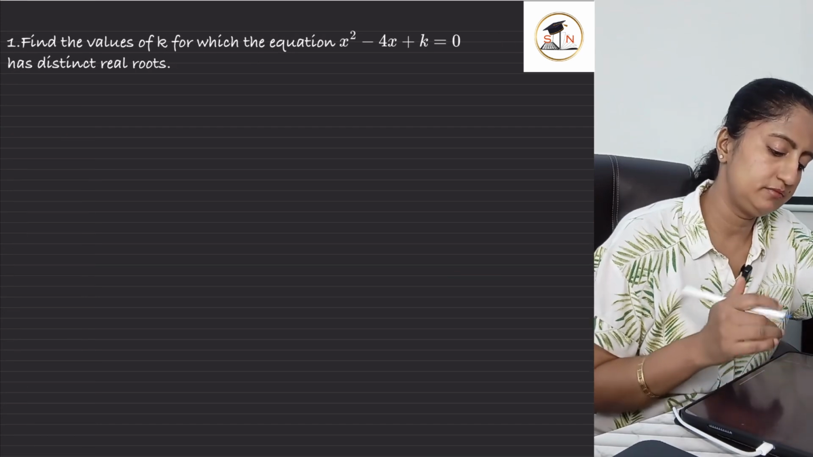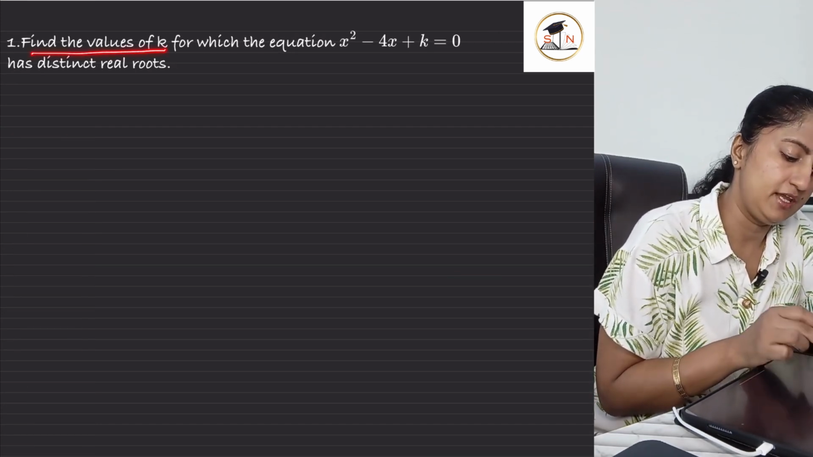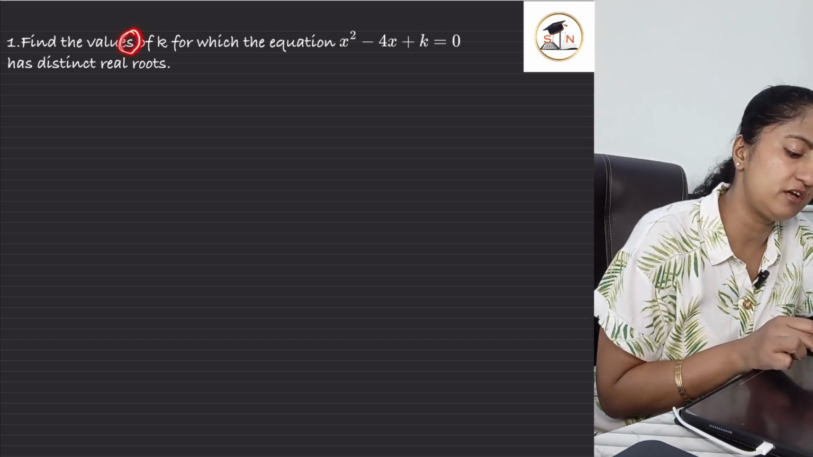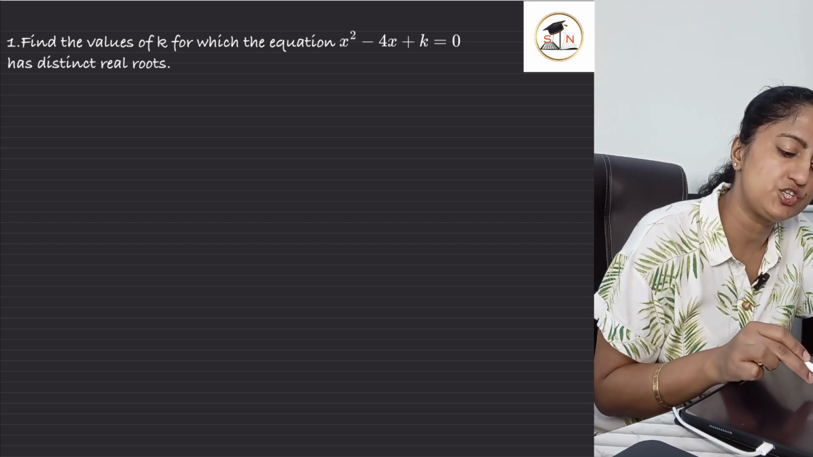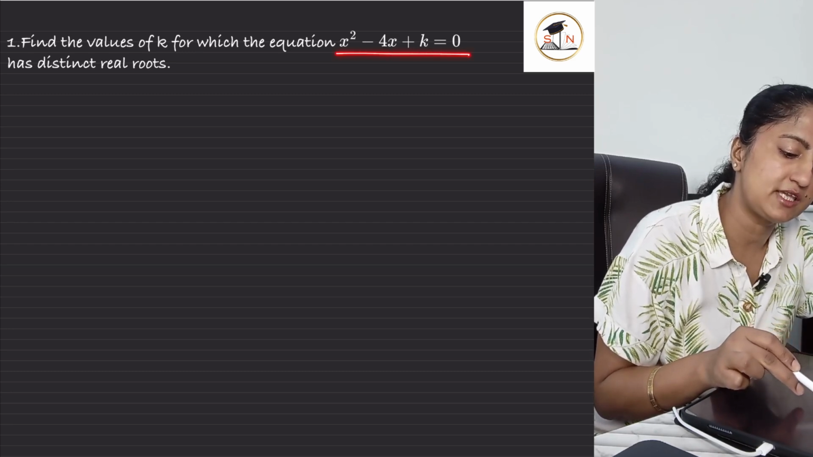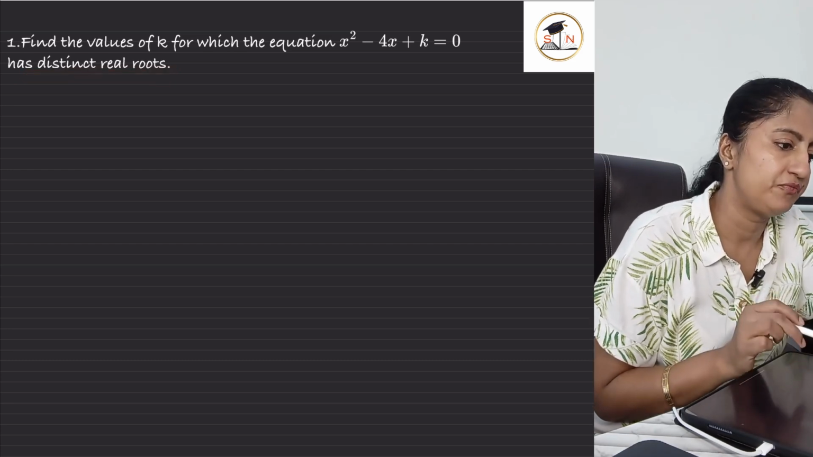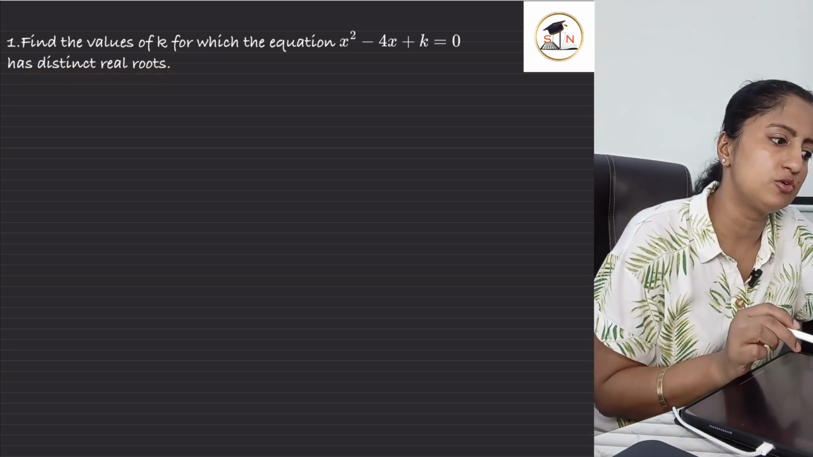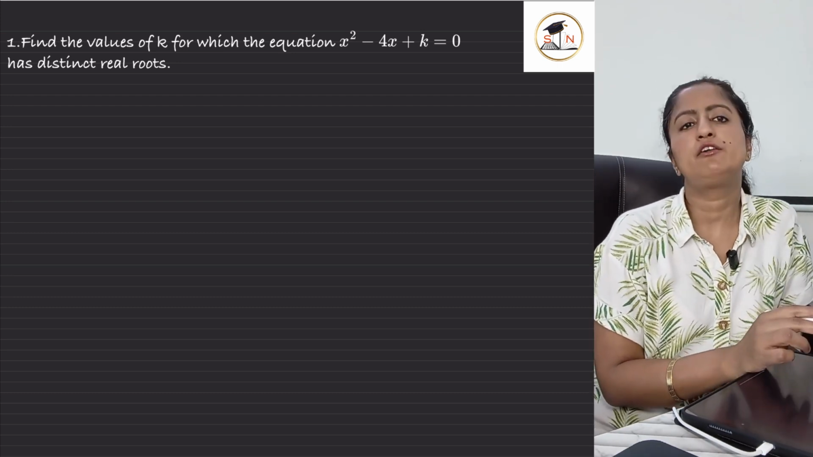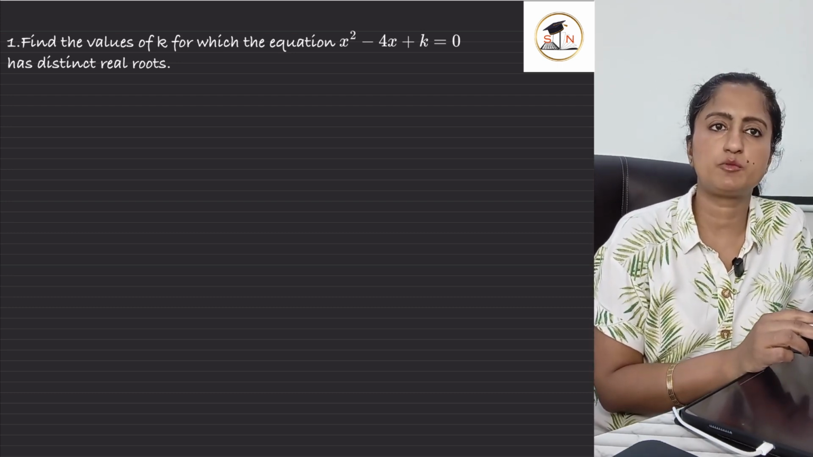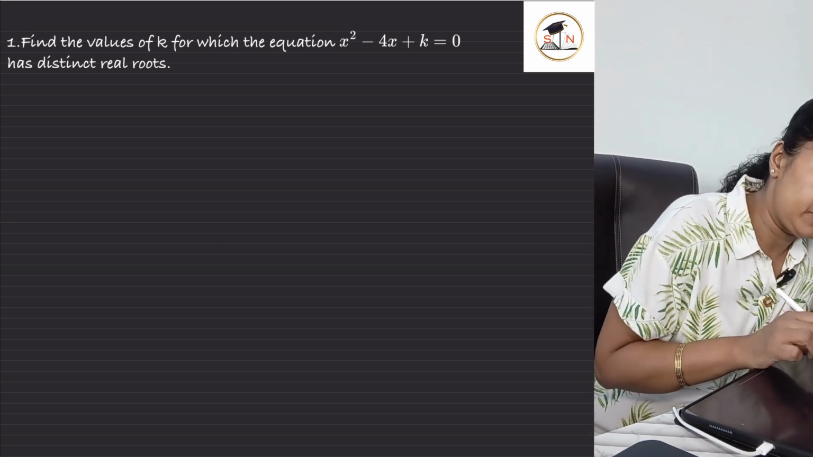So let's quickly start. The first question says, find the values of K. Do read this word carefully, values. Okay, values of K for which the equation x square minus 4x plus K equals 0 has distinct real roots. Now, when they are saying distinct real roots, what do they mean? It means we have to go by the first condition, D is supposed to be greater than 0, right? So let's start working on it.